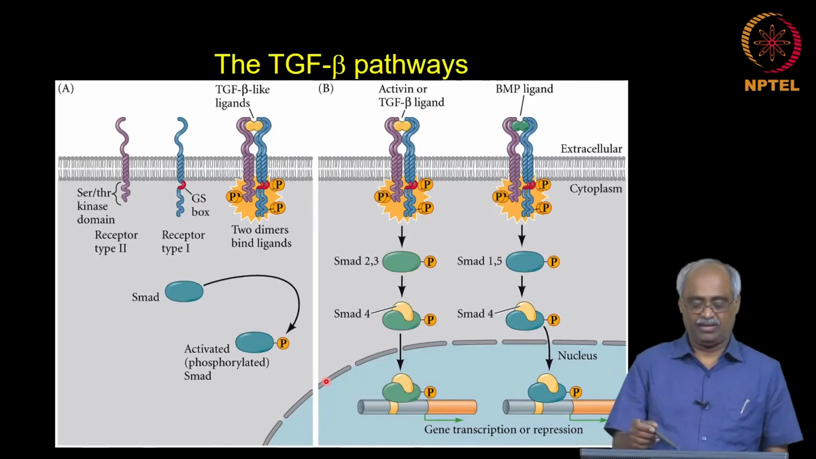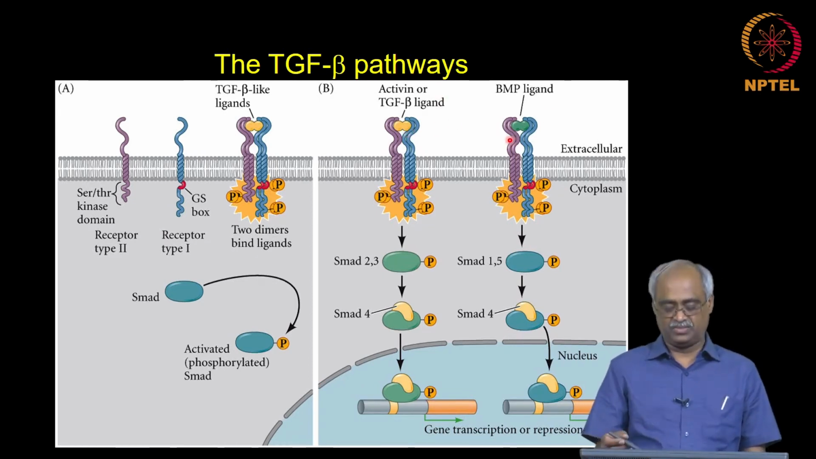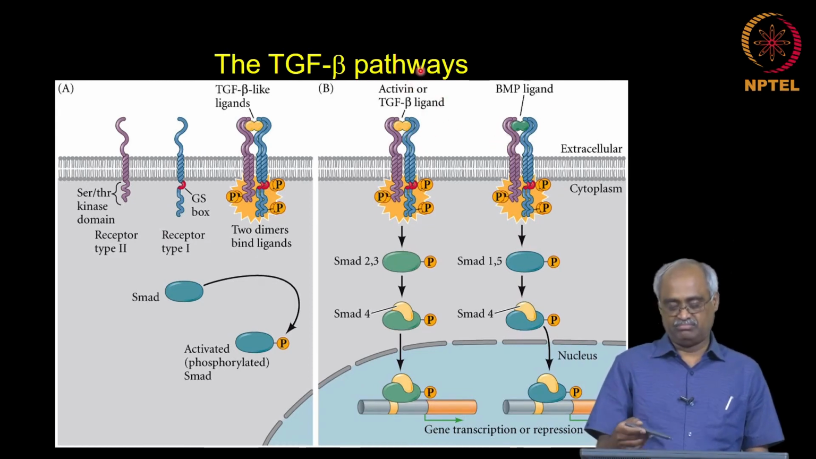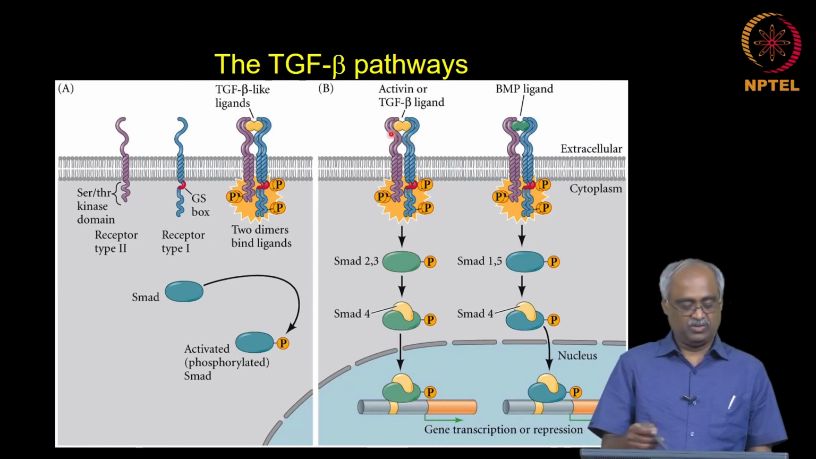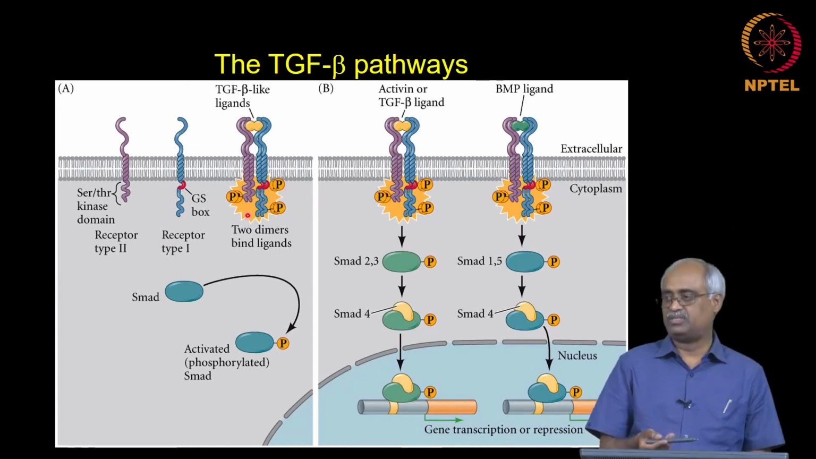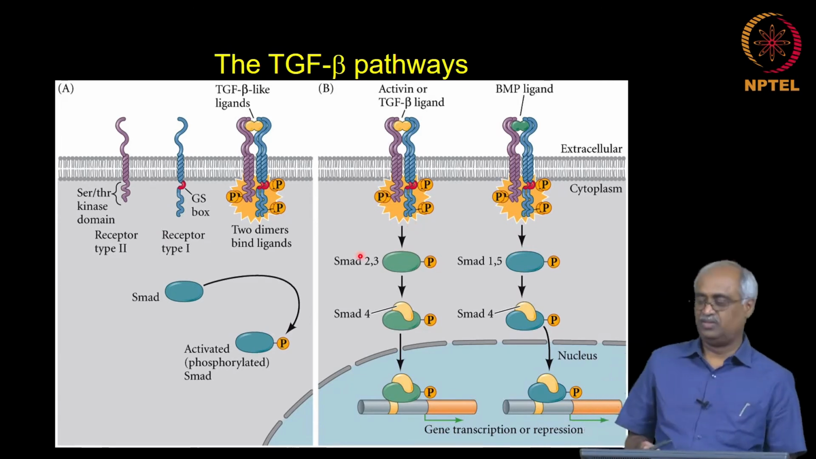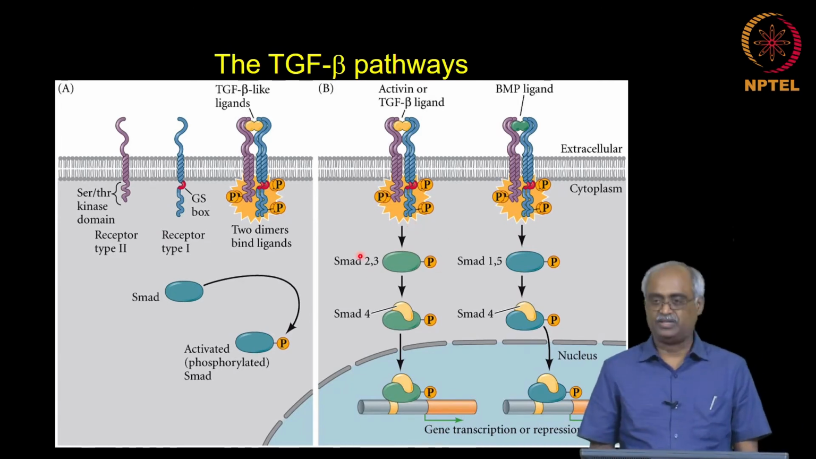So you have the ligand, here we are looking at two different ligands, activin binding to it. So you have type 2 and type 1, two kinds of receptors, they dimerize when they bind to the ligand, and the type 2 autophosphorylates and then phosphorylates type 1, and that becomes the active version. And that active version is transduced by the phosphorylation of SMAD proteins.